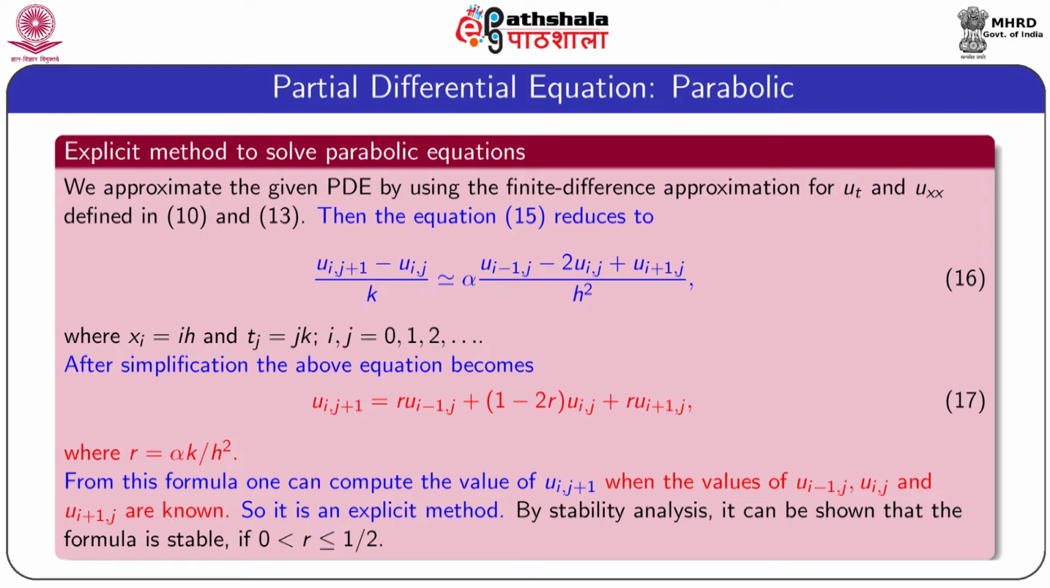By stability analysis, it can be shown that the formula gives a stable solution if 0 is strictly less than r, and r is less than or equal to half. So if this condition is satisfied, then equation 17 gives the stable solution for the parabolic equation, particularly the heat conduction equation.